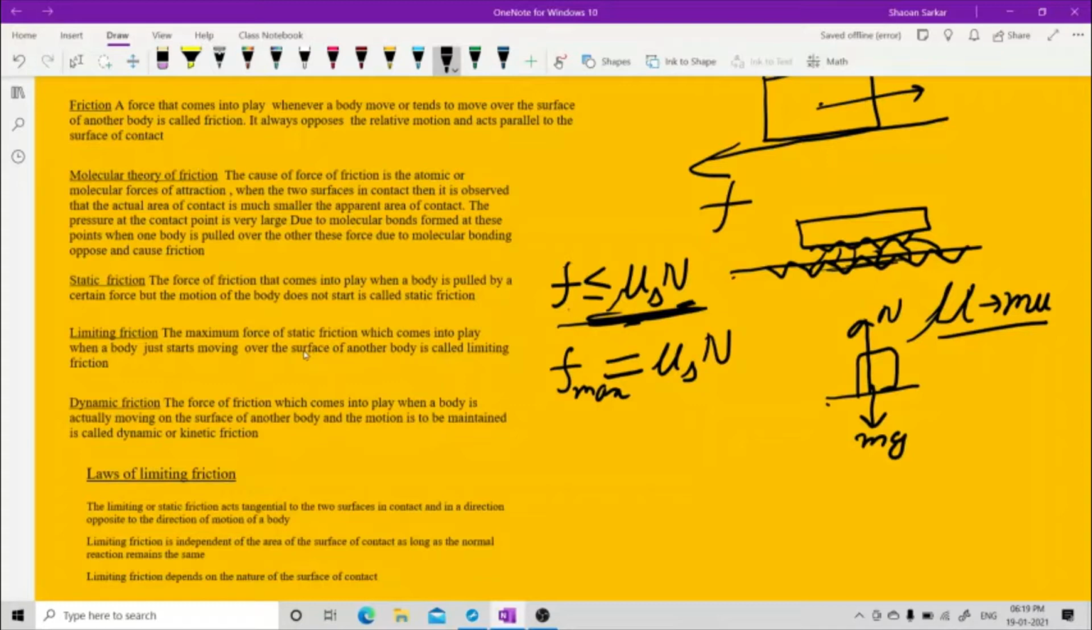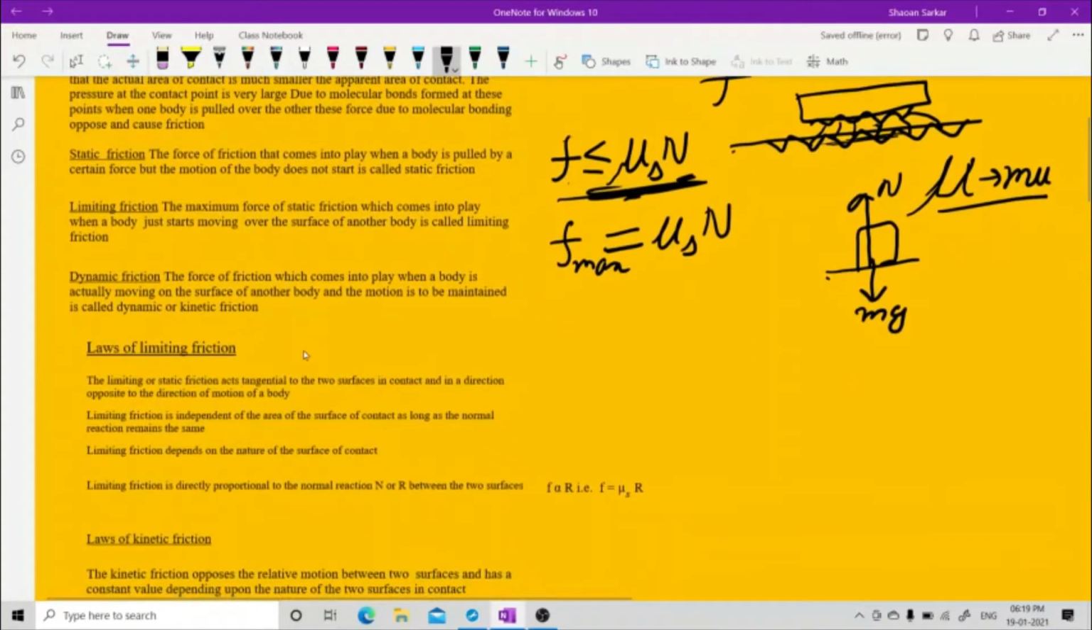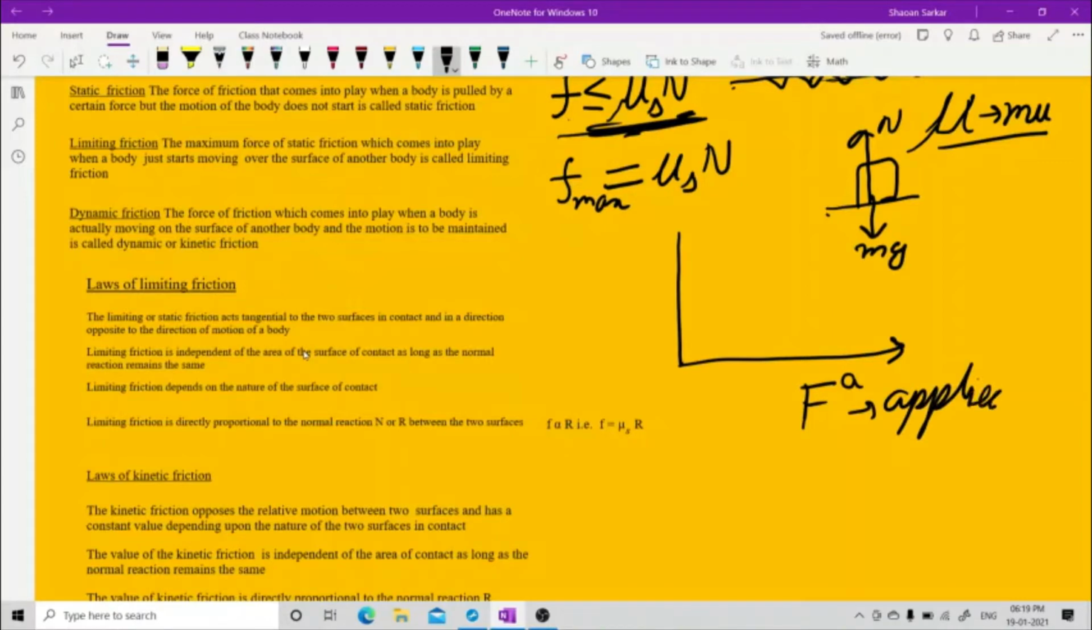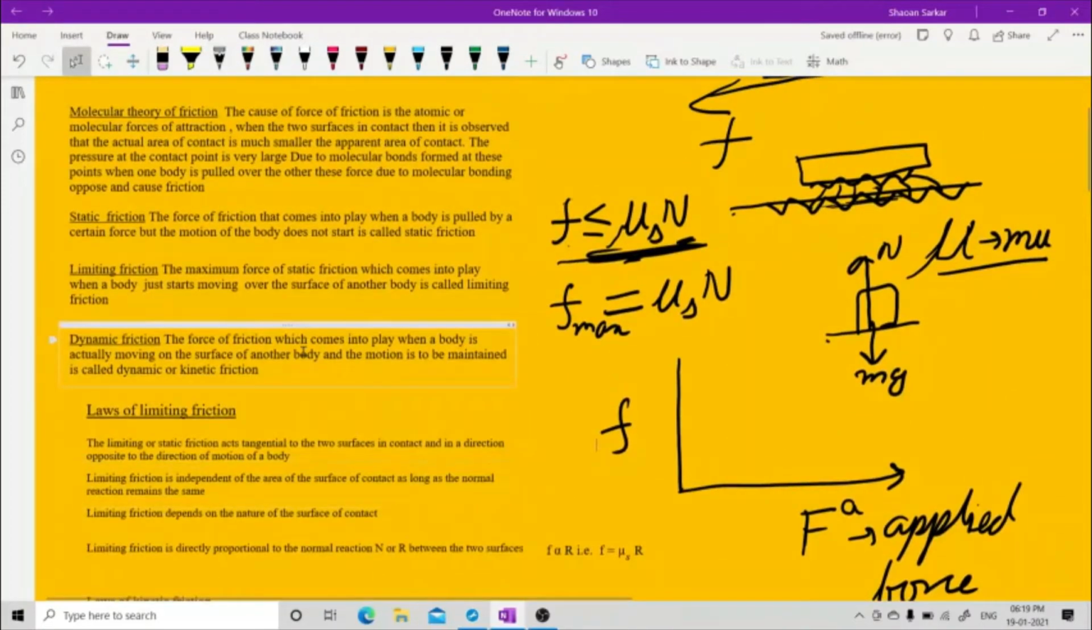Let us understand this with a little bit of an example and a graphical situation. Things will be much easier. Now this is your y-axis, this is your x-axis. This is the applied force. Let us write applied force. This is your applied force, and this is your frictional force. Till you reach the limiting value.